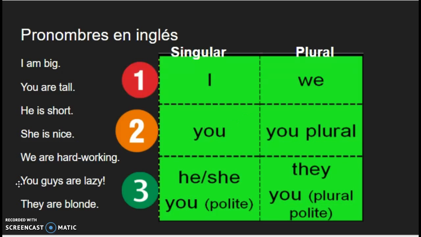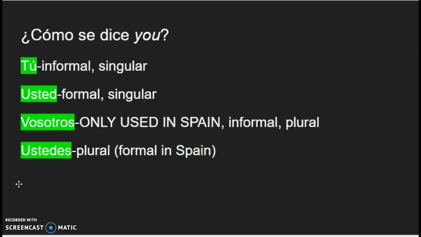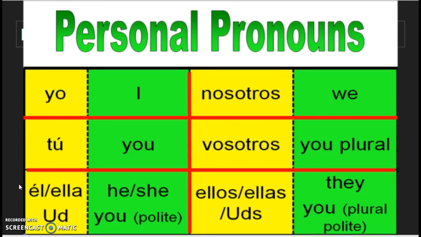So now that you understand what subject pronouns are in English, let's move on to what they are in Spanish. Everything in Spanish is in yellow. In Spanish, I means yo. You, informal, means tú. He means él. She means ella. You means usted.